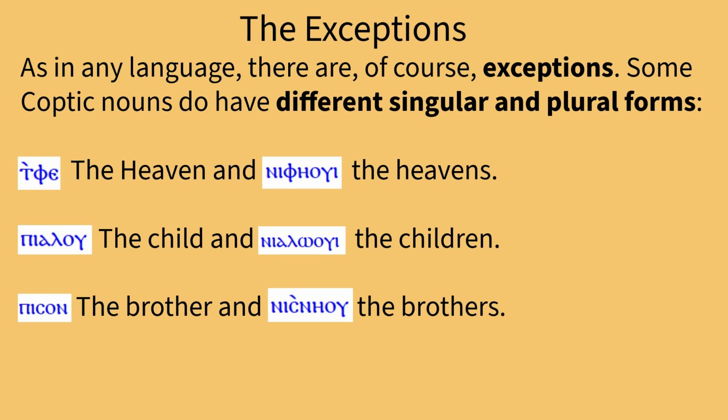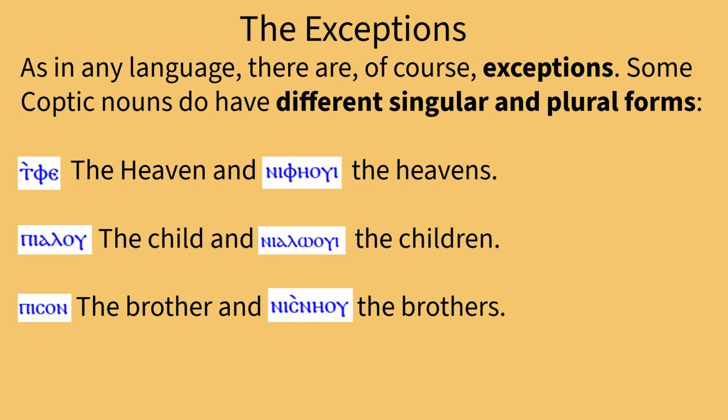So we now move on to the exceptions. As in any language, there are, of course, exceptions. Some Coptic nouns do have different singular and plural forms. Here are a few examples. So we have adba, which means "the heaven", and that's the singular. And then the plural is nibawi, "the heavens".